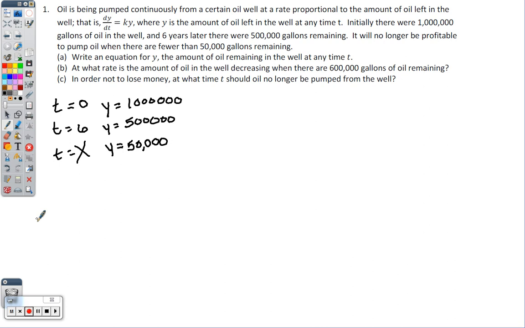All right. Time is up. So write an equation for y, the amount of oil remaining in the well at any time t. Here we go. We start with dy/dt equals ky. And you may be thinking to yourself, okay, this is exponential growth and decay, and every such problem looks exactly the same. This is going to translate into some kind of y equals y0 e to the kt.